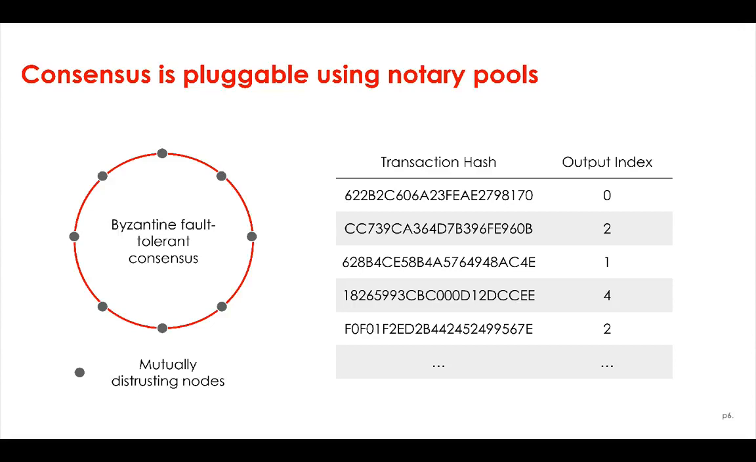In Corda, we prevent double spends using notary pools. A notary pool is a set of nodes, generally a set of mutually distrusting nodes operating a Byzantine fault-tolerant consensus algorithm, that will only sign a transaction if it does not represent a double spend attempt. Every transaction requires a signature from a notary to be valid. And the nodes in the notary pool do not actually see the contents of ledger updates. They only see the hash of each transaction updating the ledger and the index of the fact being consumed in the outputs of that transaction.